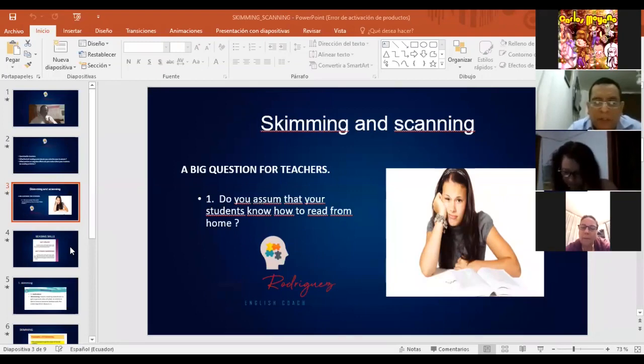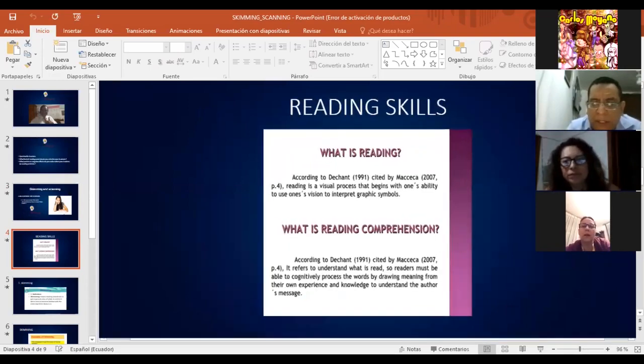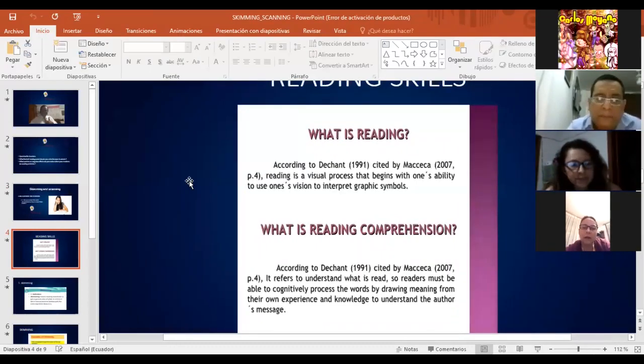We are going to move forward to another slide, which is about reading skills, okay? Okay, we have to distinguish, teachers. We have many ideas, many concepts according to authors. Let me make it a bit bigger. You can read it, okay. I chose this quote because it says reading is a visual process that begins with one's ability to use one's vision to interpret graphic symbols, okay?